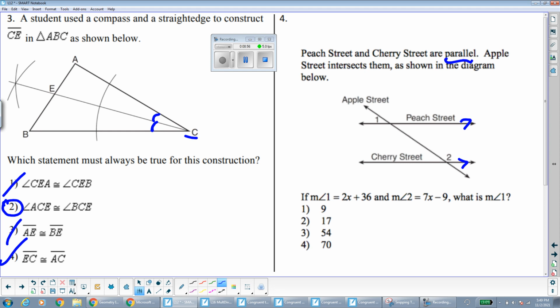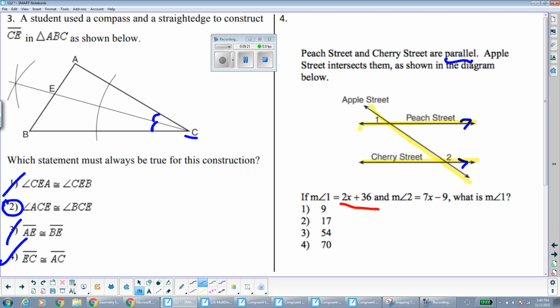We're told that Apple Street intersects them, as shown in the diagram below. So I see I have a situation with parallel lines cut by a transversal. So I'm going to go ahead and highlight that. So here are my two parallel lines, and here's the transversal that intersects them. Let's be on the lookout for our angle relationships formed when parallel lines are cut by a transversal.